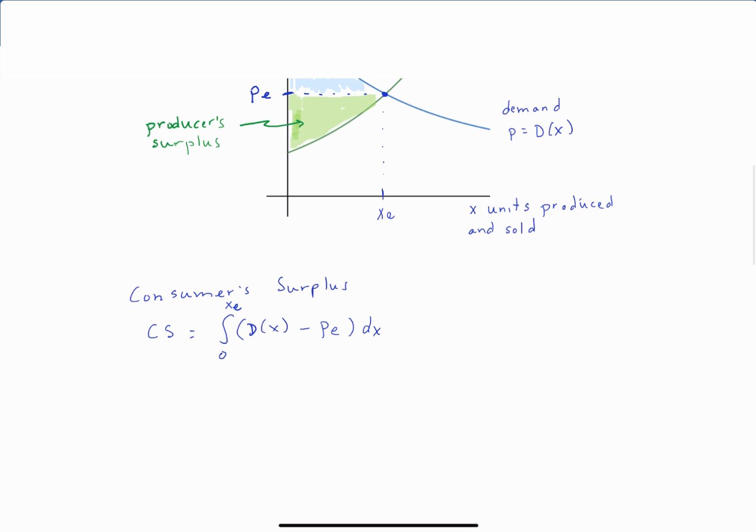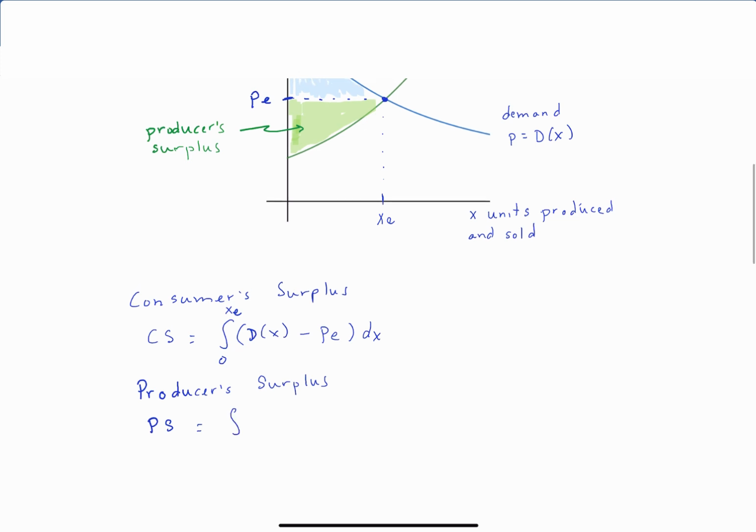For the producer's surplus, which we'll call PS, now we want the area below the equilibrium price. So the P sub E line is on top, so that's got to come first. And we'll subtract from that the p-values on the supply curve. And of course we have our dx, and once again we're integrating from 0 to the equilibrium quantity x sub E.